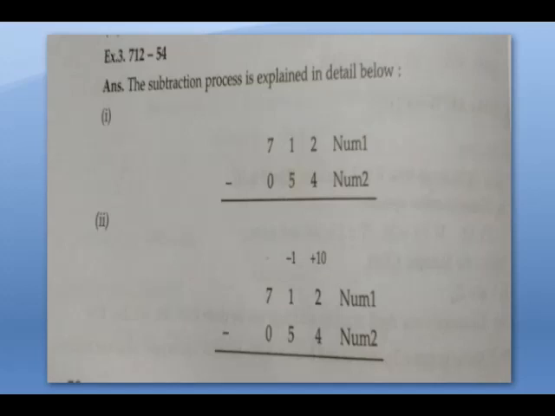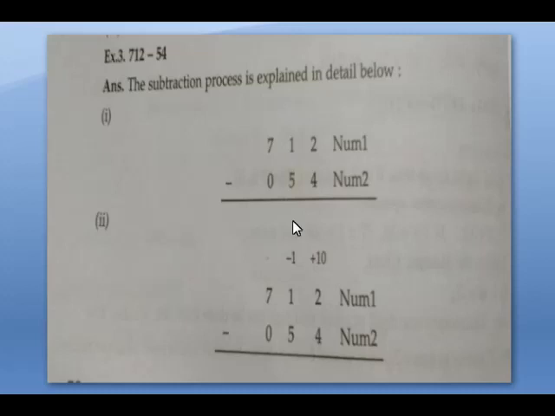See another example, to show how to do the octal subtraction process. The numbers are 712 minus 54. So 712 is the first number, 54 is the second number. Here we are going to subtract 4 from 2. The 2 is smaller than 4, so we are going to borrow 1 from the left side. If we borrow 1 here, it will become 8. 8 plus 2 is 10, and this digit will become 0.